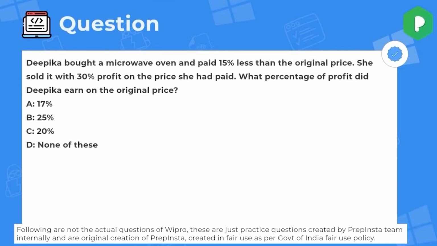Deepika bought a microwave oven and paid 15% less than the original price. She sold it at 30% profit on the price she had paid. What percentage of profit did Deepika earn on the original price? The options are 17%, 25%, 20% and none of these. For this problem, I am giving you 1 minute of time. Your timer starts now.